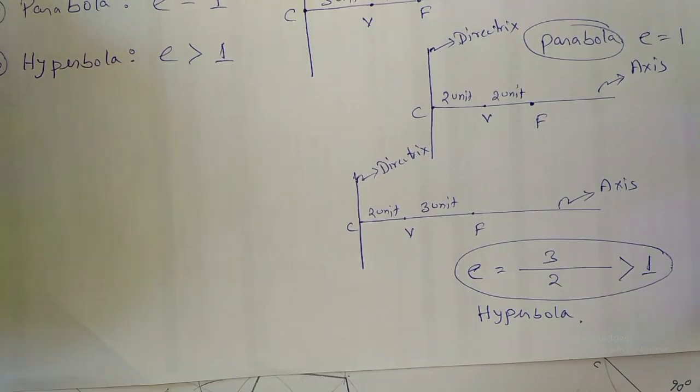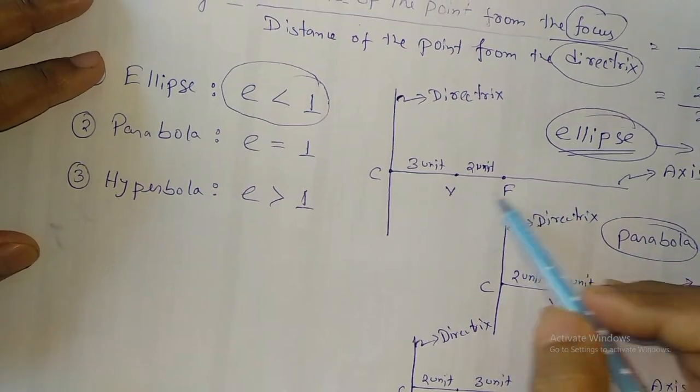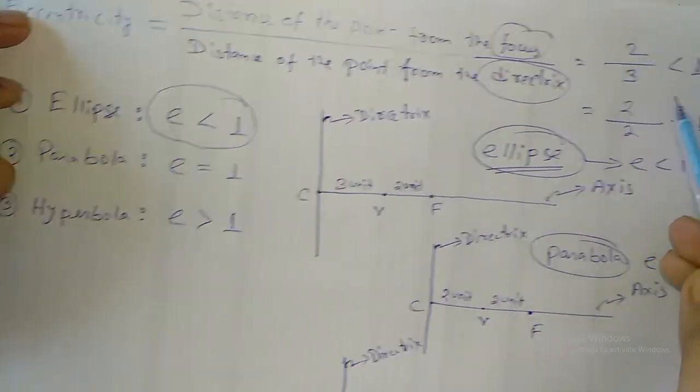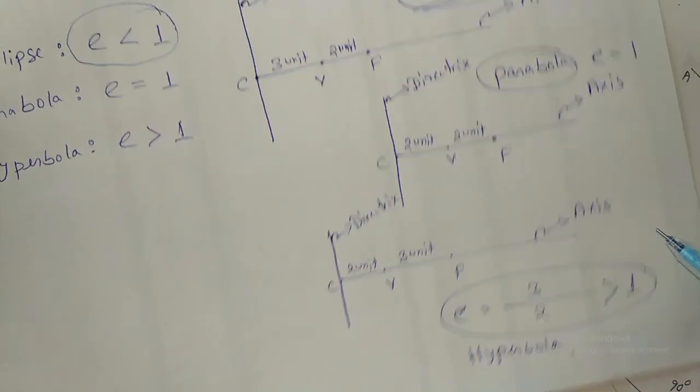Now I think you have understood this concept. Okay, did you understand? So what happens in an ellipse? In an ellipse, eccentricity is less than 1. In a parabola, eccentricity is 1, and in a hyperbola, eccentricity is greater than 1.